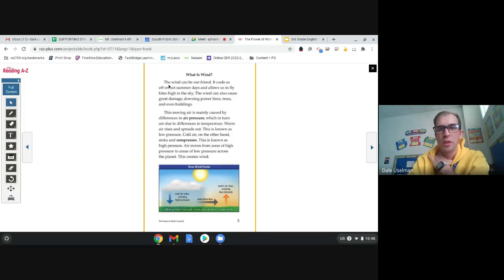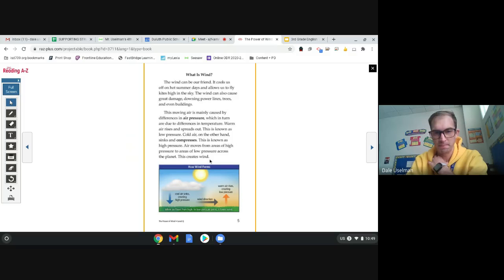What is wind? The wind can be our friend. It cools us off on hot summer days and allows us to fly kites high in the sky. The wind can also cause great damage, downing power lines, trees, and even buildings. This moving air is mainly caused by differences in air pressure, which in turn are due to differences in temperature. Warm air rises and spreads out. This is known as low pressure. Cold air, on the other hand, sinks and compresses. This is known as high pressure. Air moves from areas of high pressure to areas of low pressure across the planet.